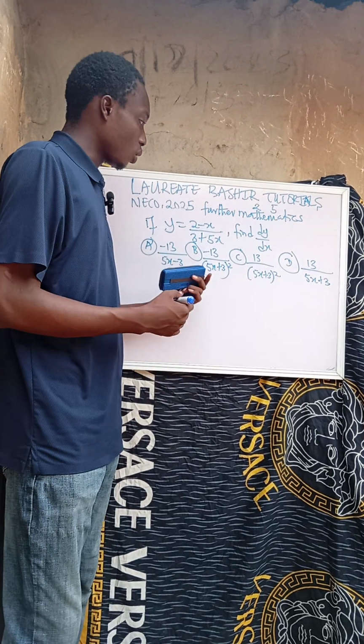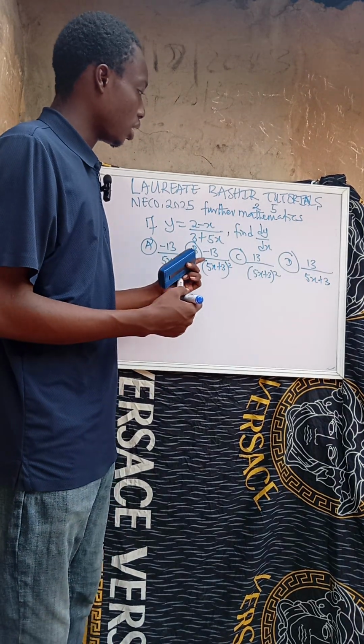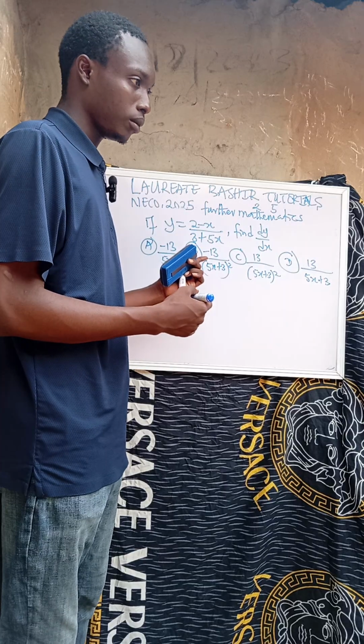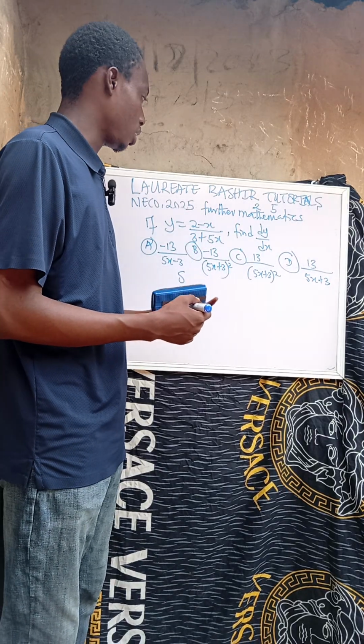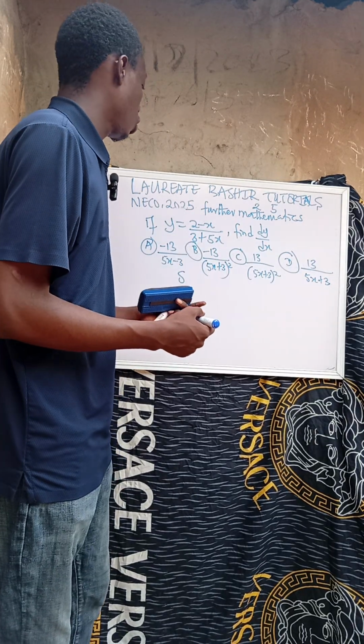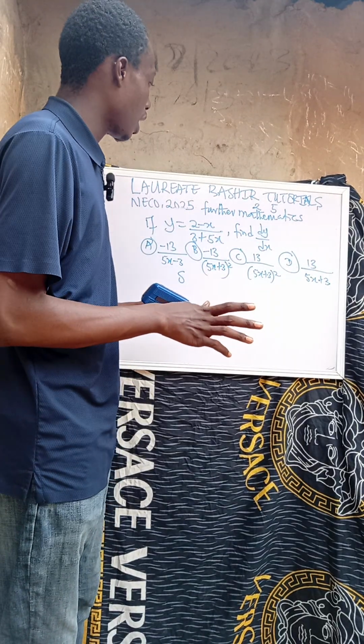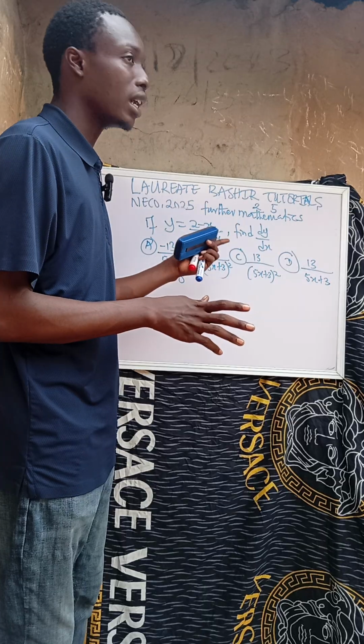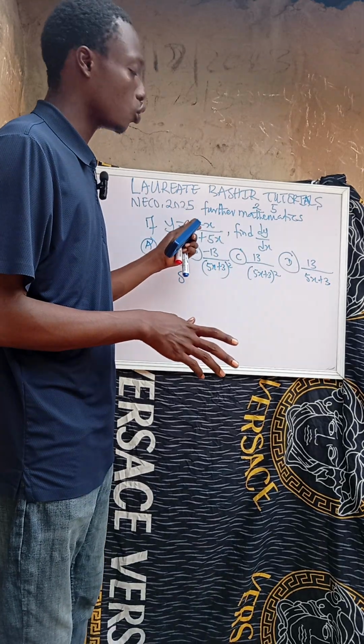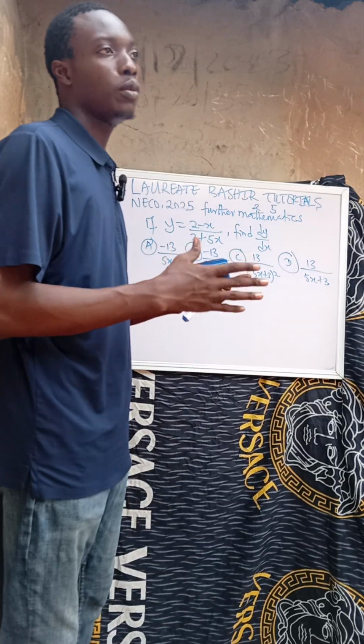Good day, guys. Let's consider this question. This JAMB question, if I'm not mistaken. JAMB question, yes, 2025. So the question is under calculus, and we are asked to find dy/dx, given y equals (2 minus x) divided by (3 plus 5x).